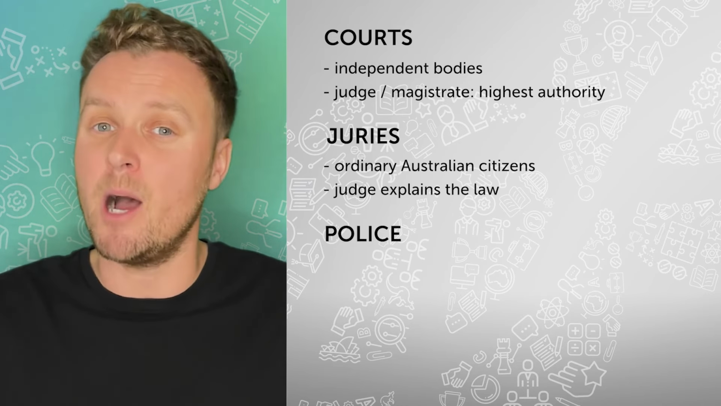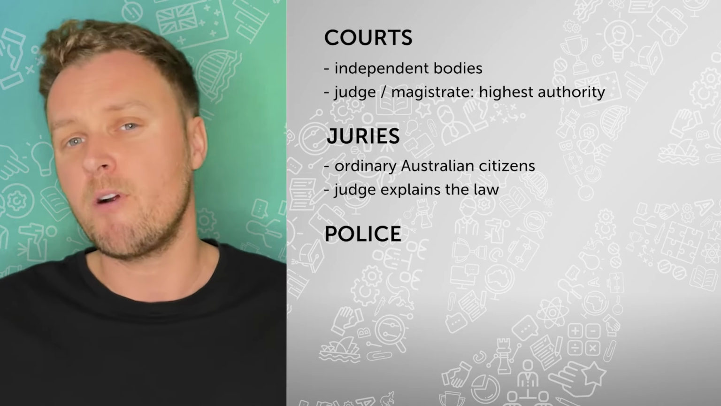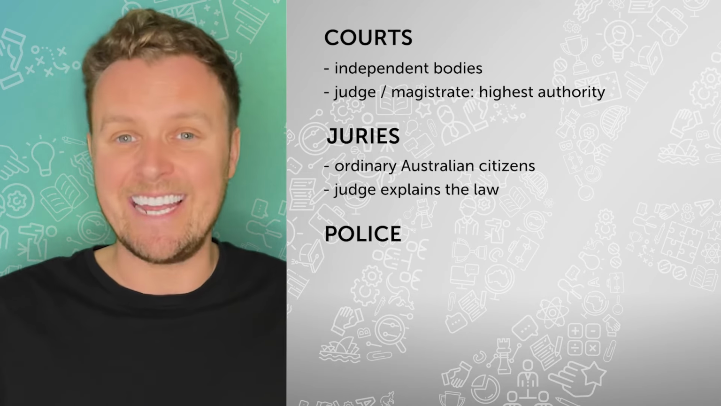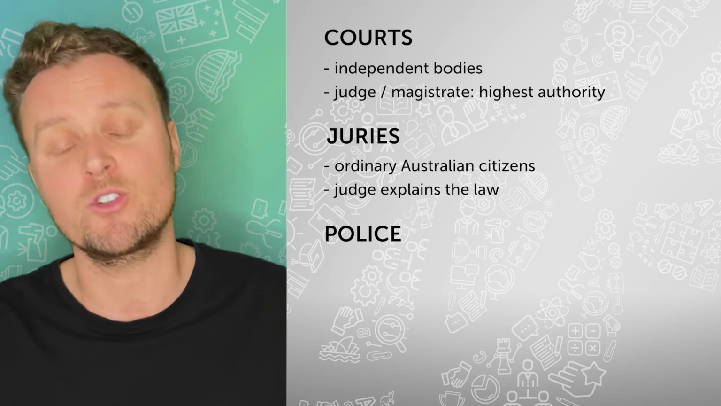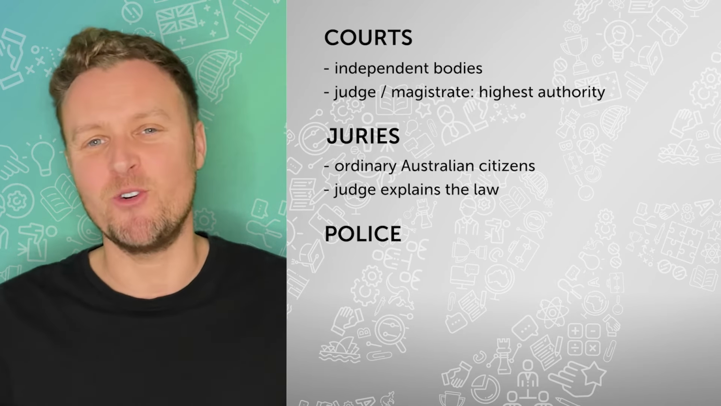The jury is made up of ordinary Australian citizens who are randomly chosen from the general population. The judge explains the law to the jury, and if they find someone guilty in a criminal trial, the judge decides the penalty. Next, let's talk about the police.